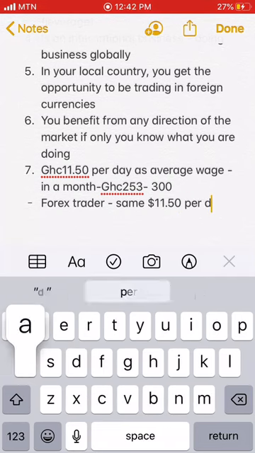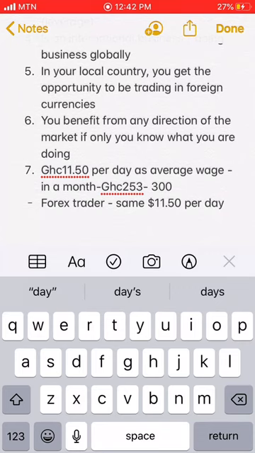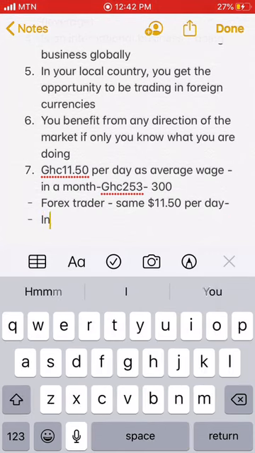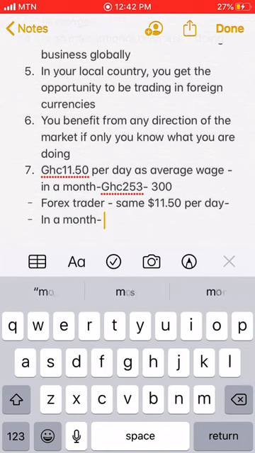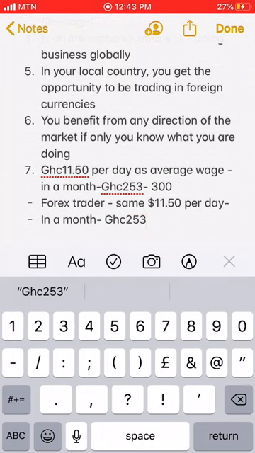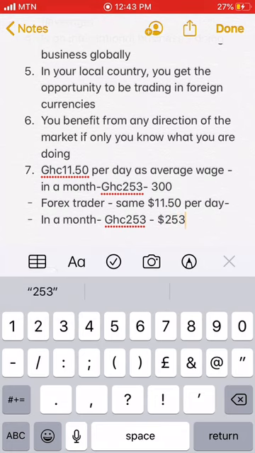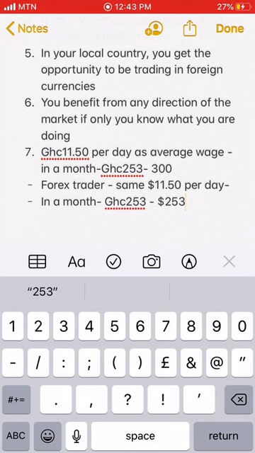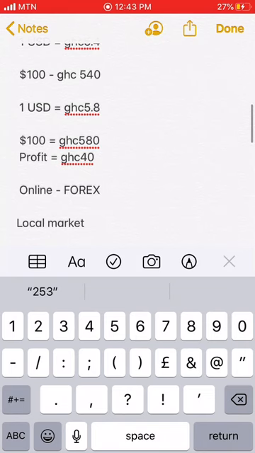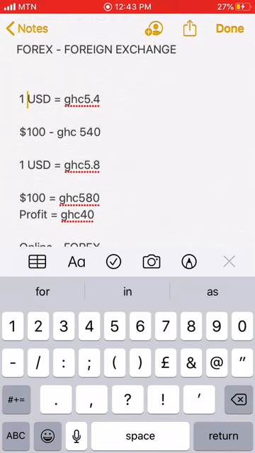Per day. That means for the same person, in a month, I will be making 253, the same thing. Let's forget about the trend, let's take the least. But remember, it's in dollars. So 253 dollars. Now this is where it gets interesting, because of the different rates of the currency. Remember, I told you earlier on that there's a rate currently in Ghana.